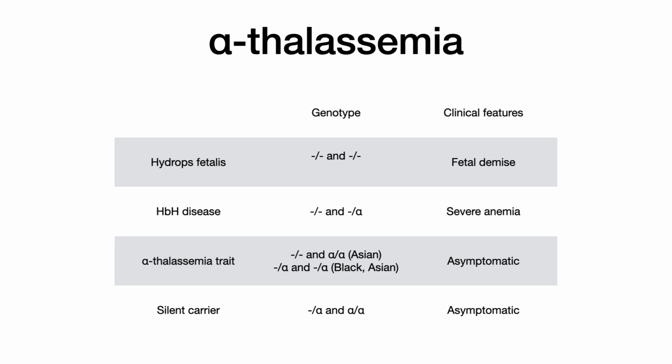Hemoglobin H disease is where you have 3 missing, but you still have 1 producing, so they have a very severe anemia. And then if all 4 alpha genes are missing, they're going to have hydrops fetalis, fetal demise. With hydrops fetalis, the fetus is hydropic, so very swollen.